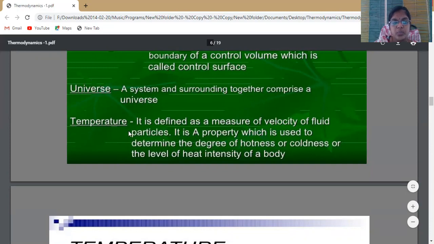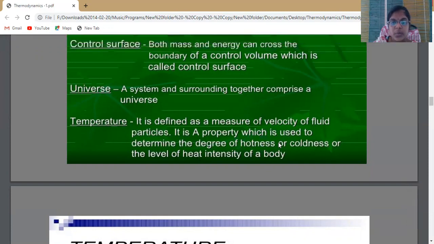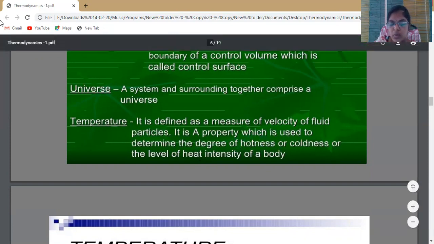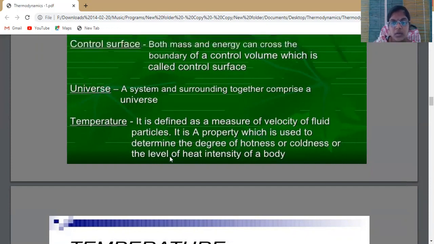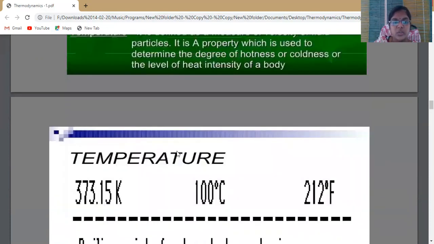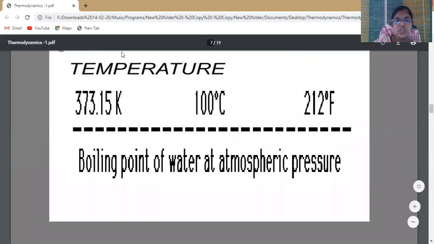Next, temperature. So what is temperature? Most people already know the definition of temperature. It is defined as the measure of velocity of fluid particles. It is a property which is used to determine the hotness or coldness. The level of heat density of a body is nothing but temperature. It is the degree of hotness and coldness. The level of heat density of a body is nothing but temperature.